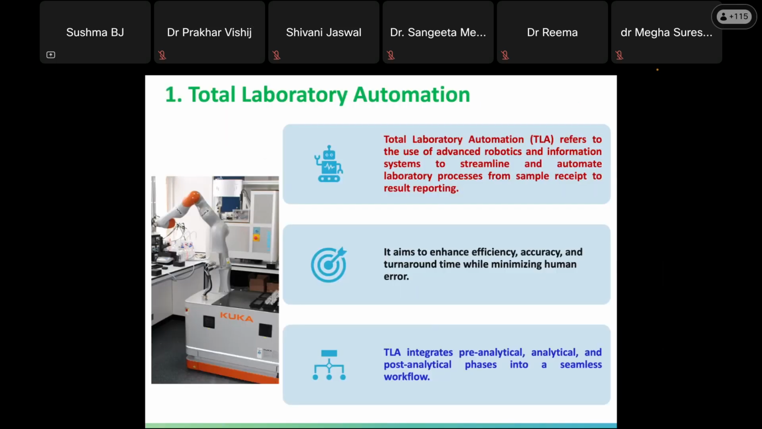So what is total laboratory automation? It refers to advanced robotics and information systems to streamline and automate laboratory processes from sample reception to the result reporting. So the overall objective of total laboratory automation is to enhance the efficiency, accuracy, and turnaround time while minimizing the human errors. It integrates basically the pre-analytical phase, analytical phase, and post-analytical phase.